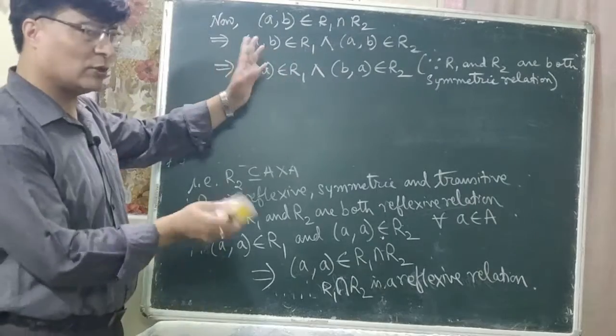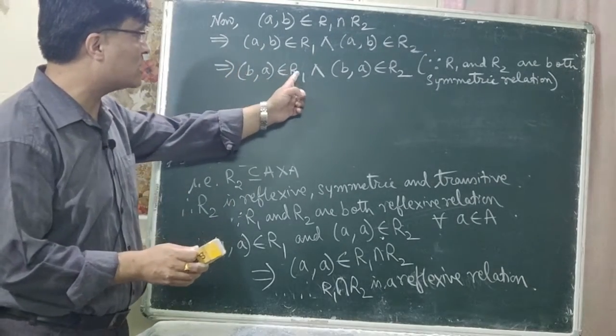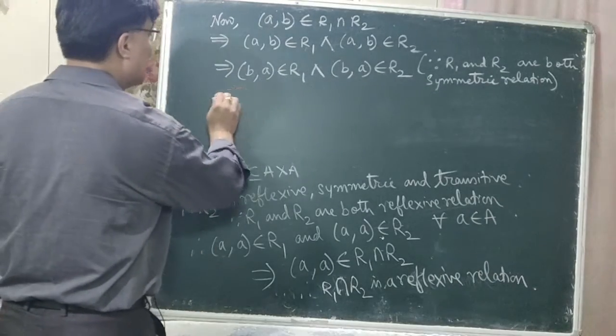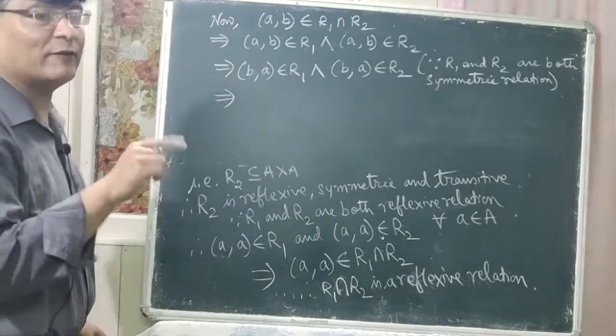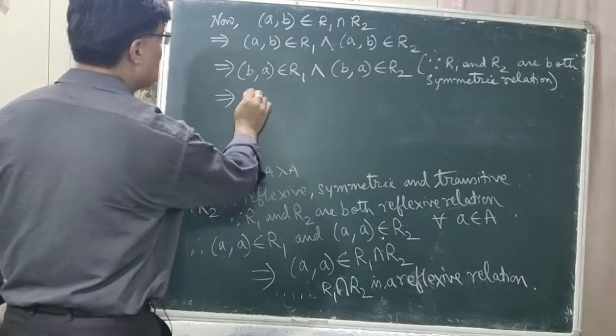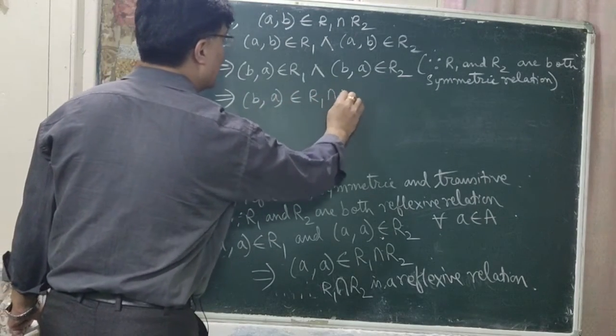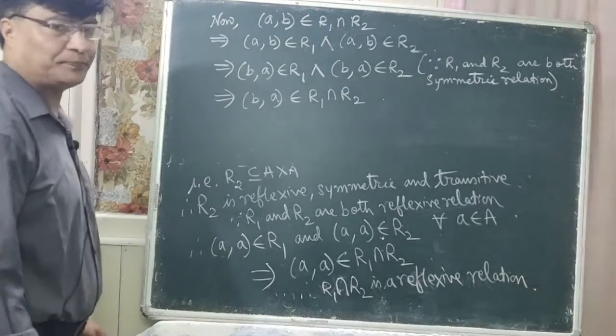So we can write it in reverse. B comma A belongs to the relation R1 and B comma A belongs to the relation R2, which implies that you can combine it with the help of intersection, right? So which implies that B comma A belongs to the relation R1 intersection R2.